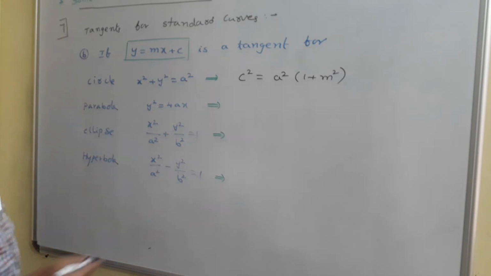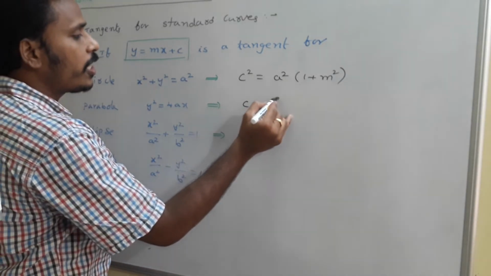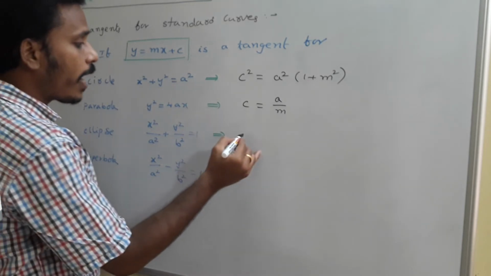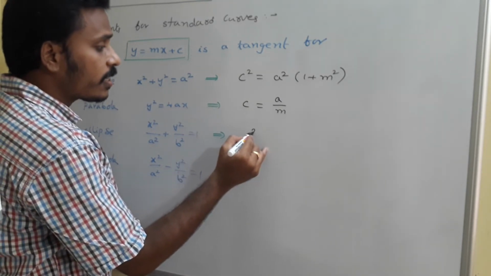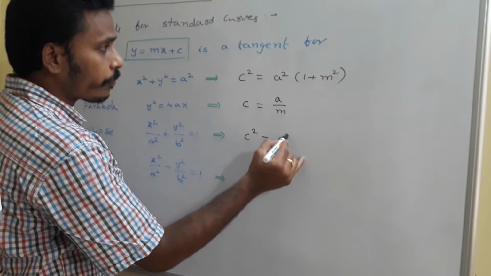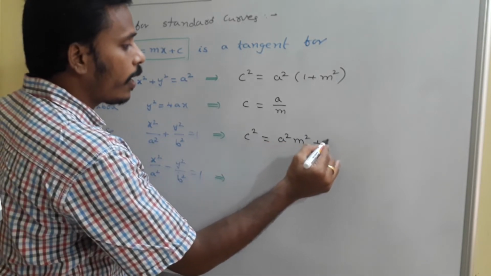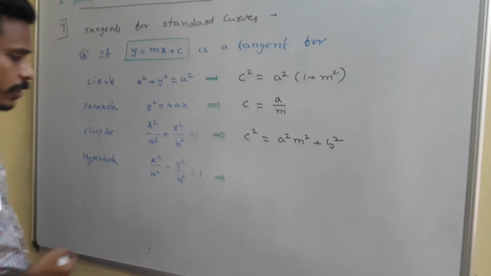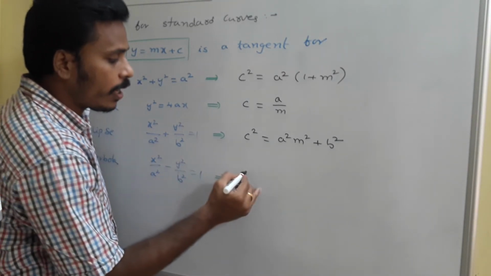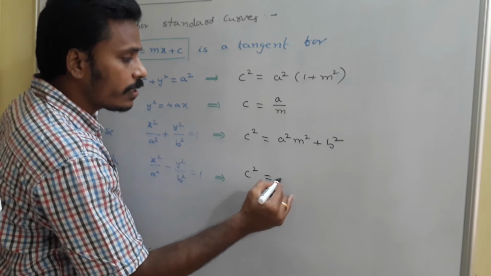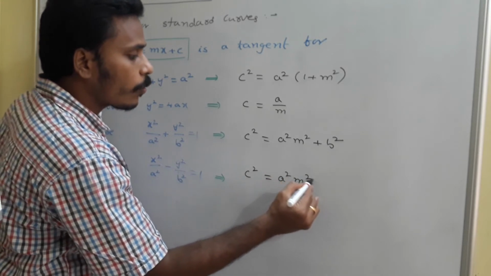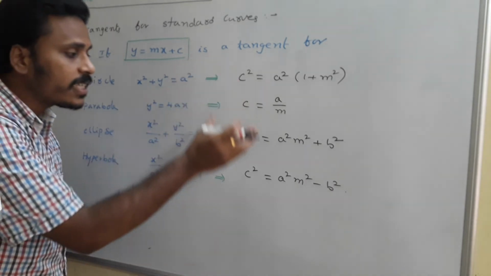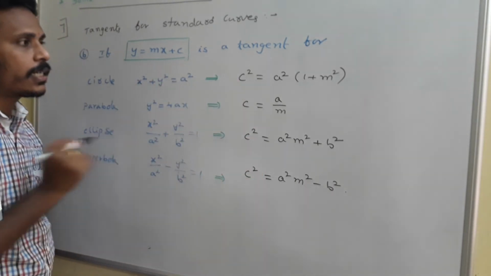In the same way, coming to the parabola, the condition is c is equal to a by m. And coming to the ellipse, see here the condition is c square is equal to a square m square plus b square, whereas for the hyperbola the tangent condition is c square is equal to a square m square minus b square. These are the tangent conditions for these standard curves.